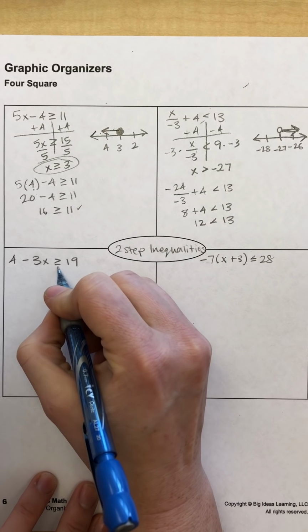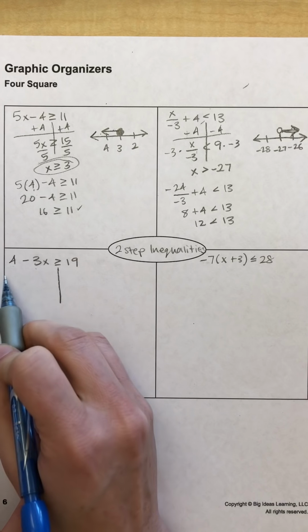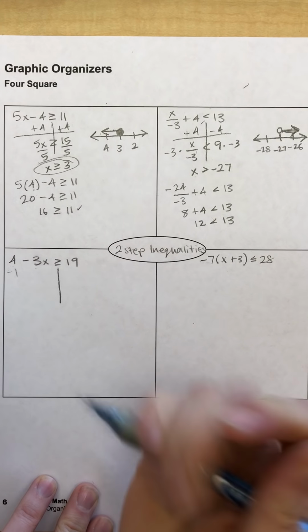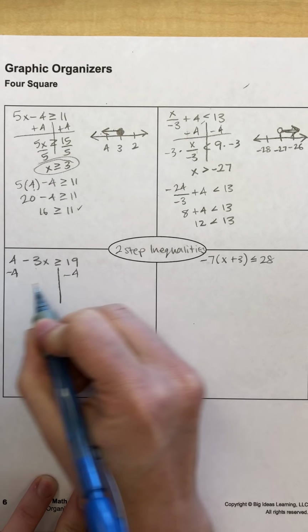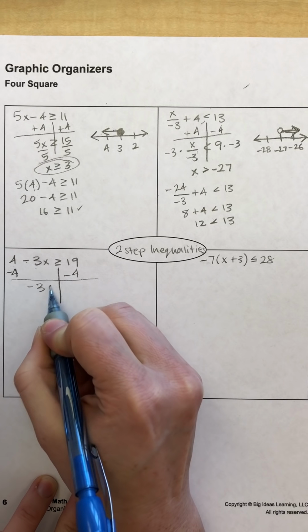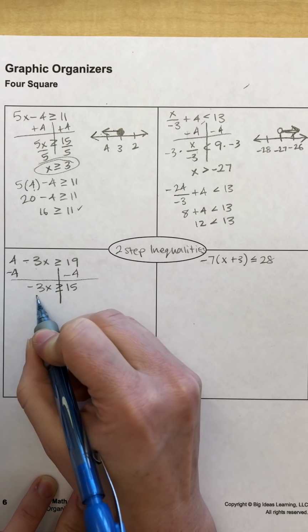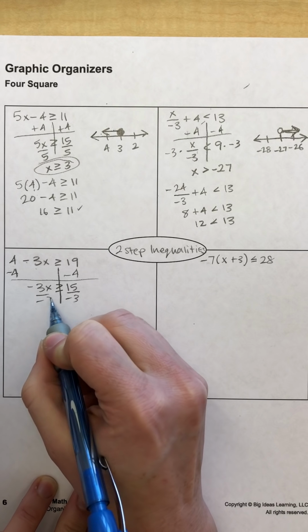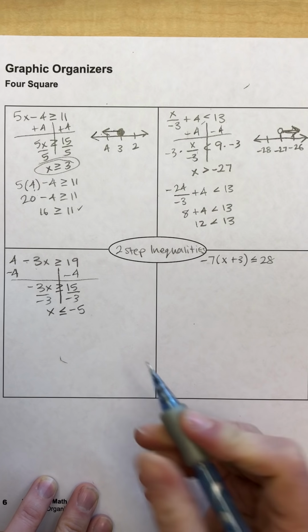Next one. So here, remember this 4 is not being subtracted. The 3x is, but the 4 is not. So in order to get rid of the 4, you have to subtract it from both sides. So this subtraction sign is now a negative. That's 15. Divide both sides by negative 3. Remember, divide by negative, flip the inequality sign, negative 5.